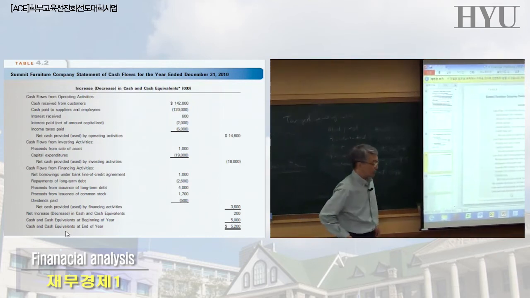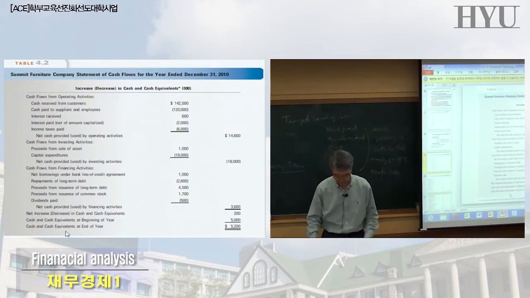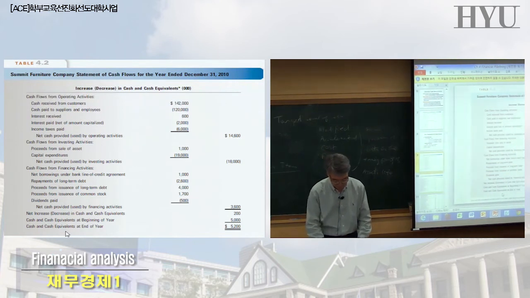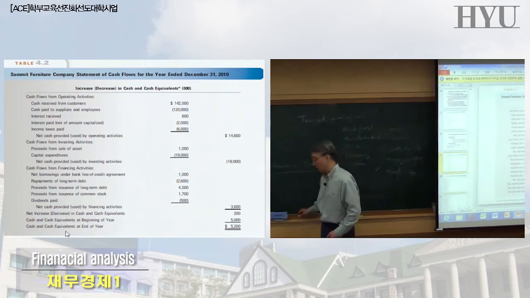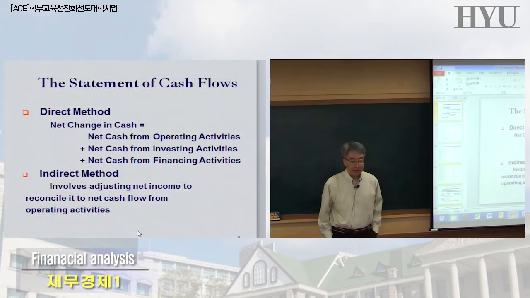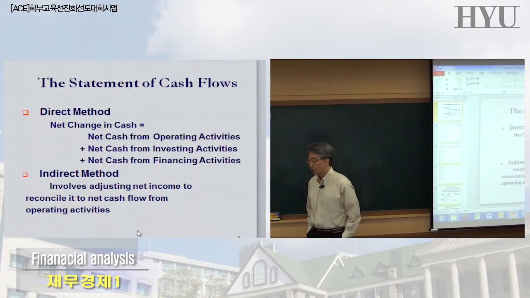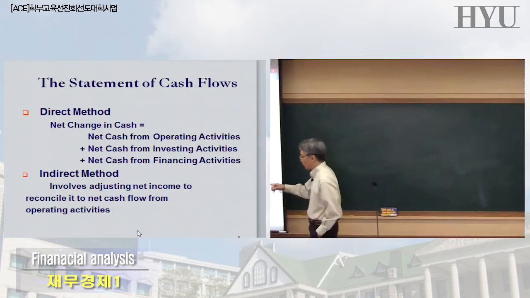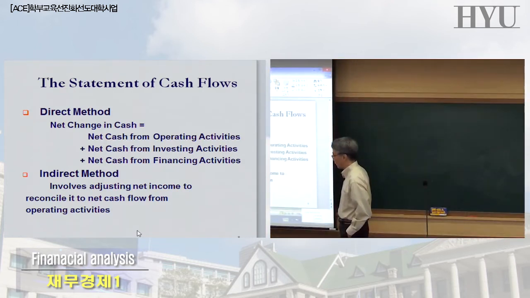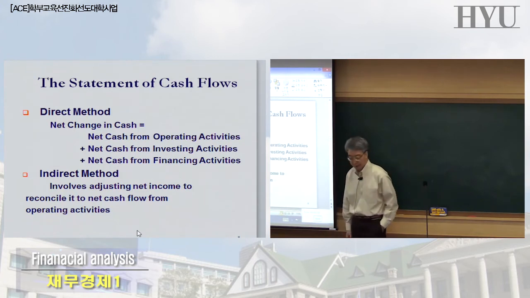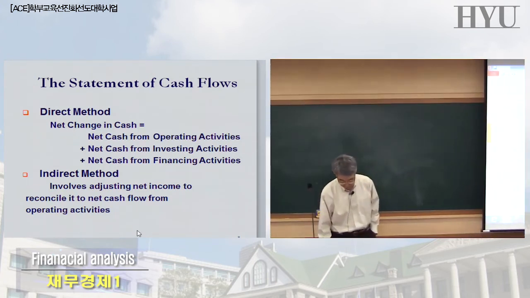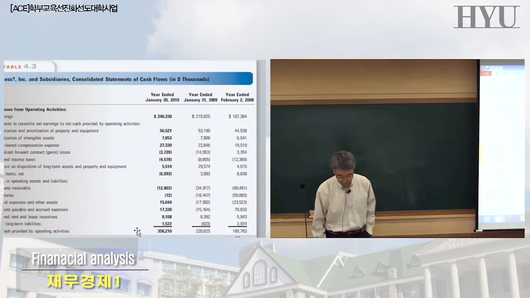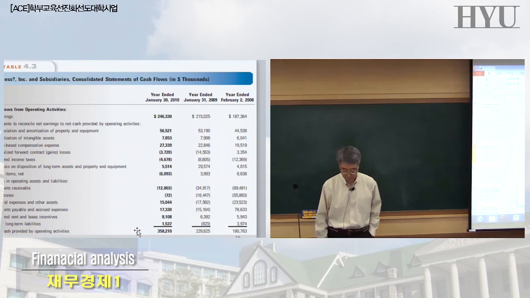All right, this is the direct method of the cash flow statement, and we're going to continue on Tuesday with the indirect method. Any question? Last class we talked about the direct method of the financial statement, which is recommended by FASB, Financial Accounting Standards Board. Now, the indirect method involves adjusting the net income to reconcile it to the net cash flow from operating activities. And here's an example of an indirect cash flow statement.